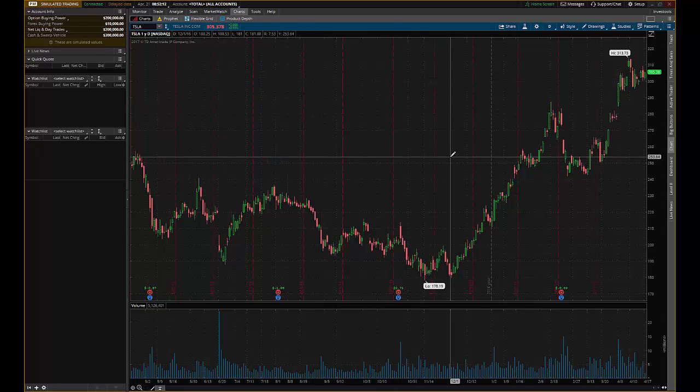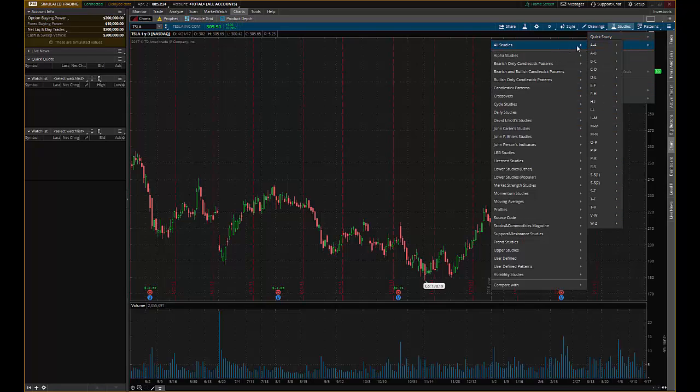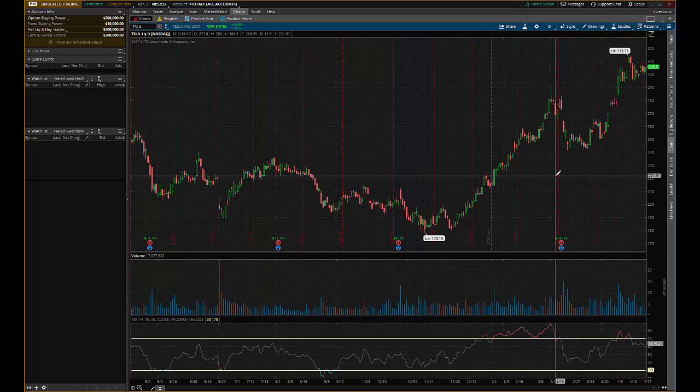And that brings me back to this page. So some other studies I'd like to add. Let's check out some other ones. There's some good ones in here. So let's go to add study, all studies, and RSI is a good one. So there we go, RSI.